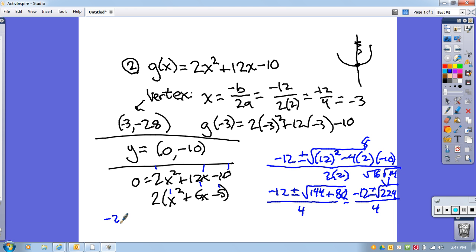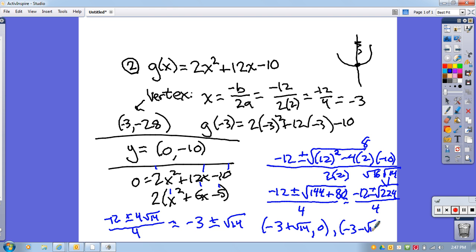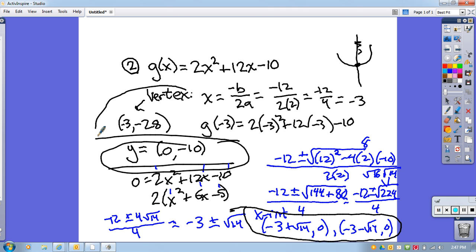So this becomes negative 12 plus or minus the square root of 16, which is 4 root 14, over 4. Notice these are both divisible by 4, so I'm going to do that. 4 goes into negative 12, giving me negative 3, plus or minus. 4 goes into 4 once, root 14. So that's where my x-intercepts are. Officially, they're the points negative 3 plus root 14, 0, and negative 3 minus root 14, 0. And there they are. I'm going to label them x-intercepts. And then to help the person who's going to correct my test, I'll put something around that answer so it's easy to find.